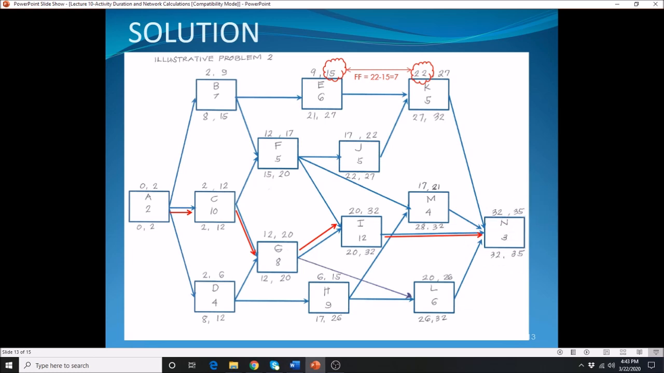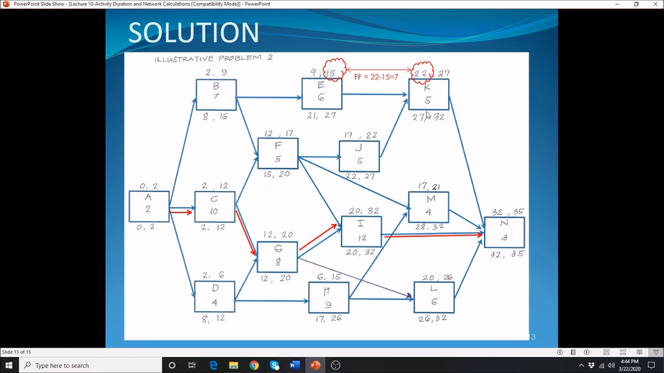So again, whatever is the early finish of the last activity, that is the duration of your project. In this particular illustration, the early finish of activity N is 35, which means the duration of the project is 35 days. Alright, so to perform the backward calculation, we bring the 35 here. 35 minus 3 gives you 32.